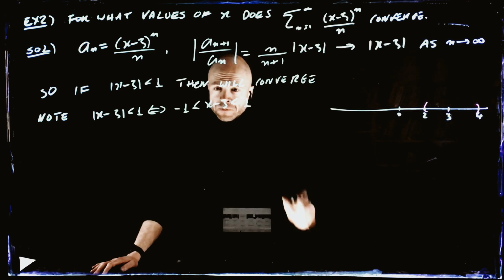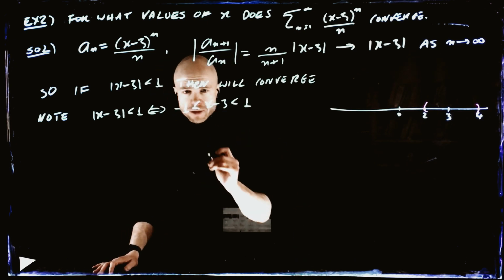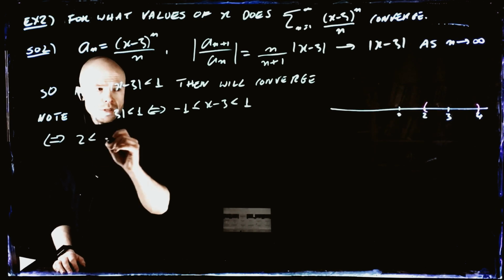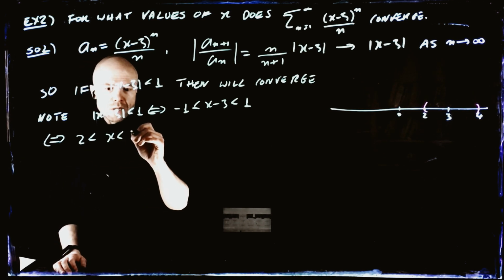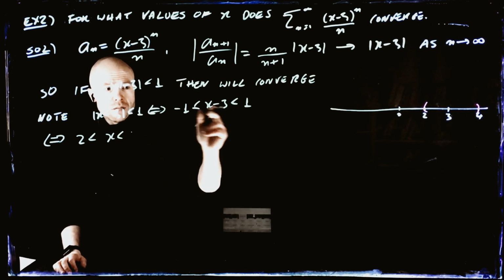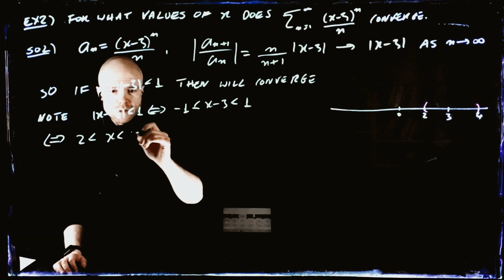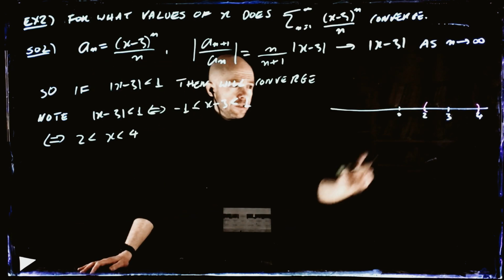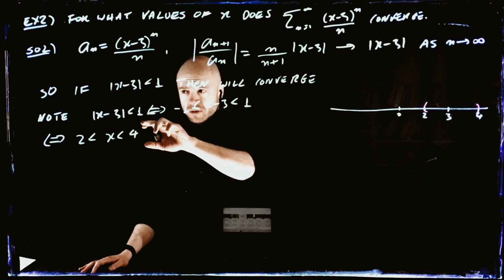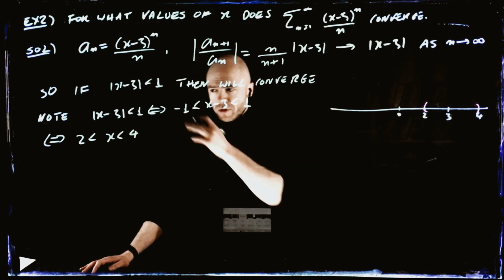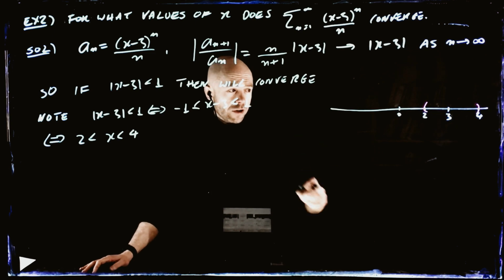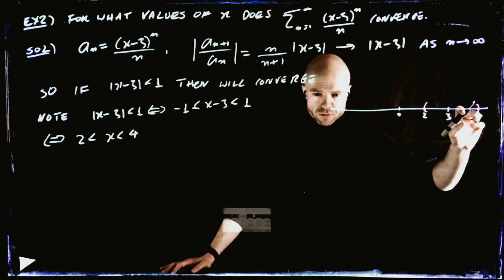Okay. And then we can just add 3 to both sides. So that's the same as 2 is less than x, which is less than 4. No, add 2, we're going to add 3 to both sides. So that's 2 is less than x, which is less than 4, like this, which is what we see right here. Yeah? So we confirm this picture with this bit of algebra right here. So we definitely have that this thing converges for every number between 2 and 4. Yeah?